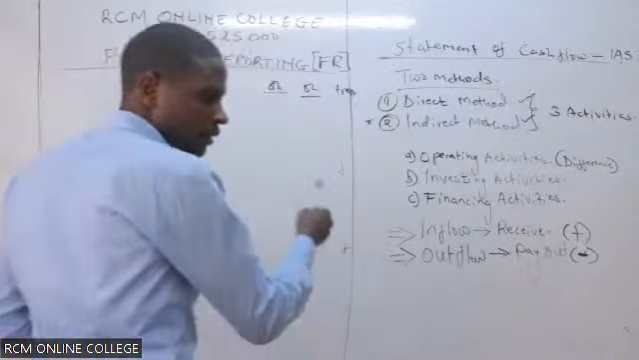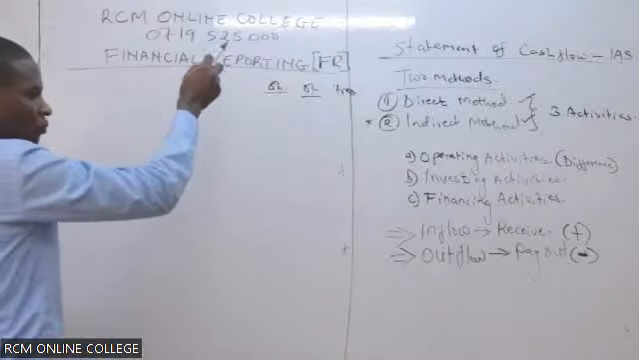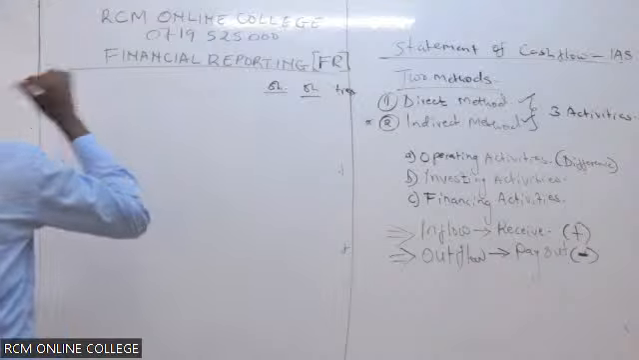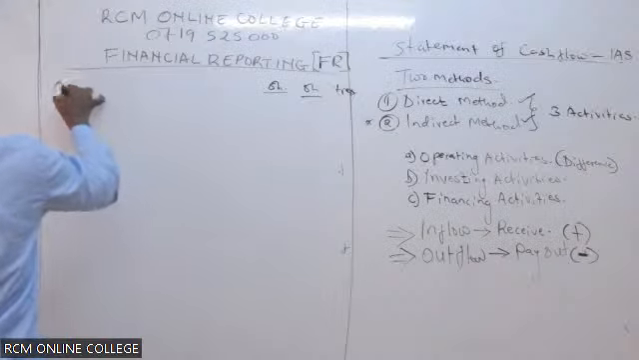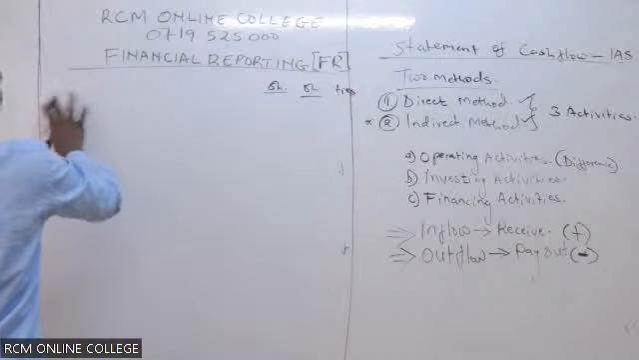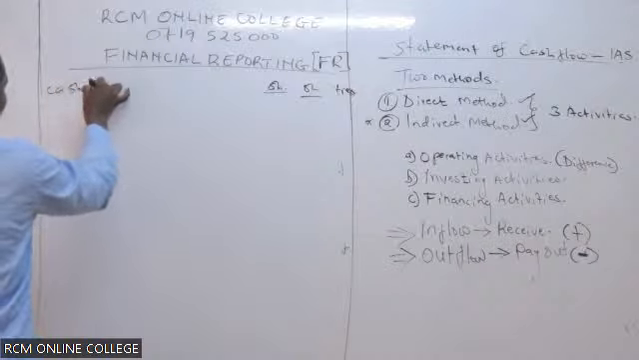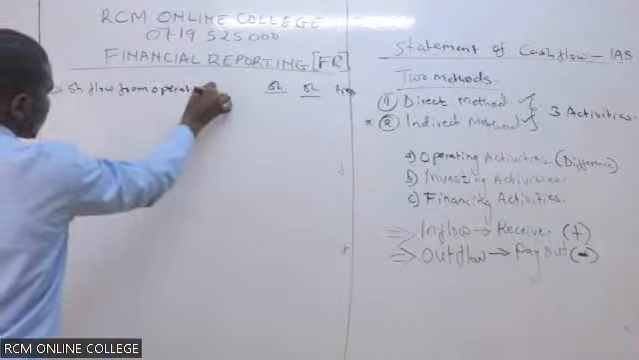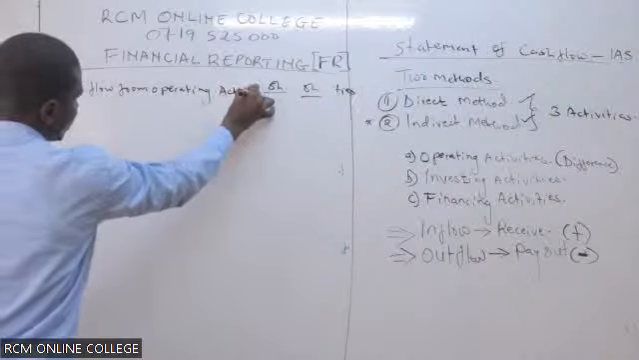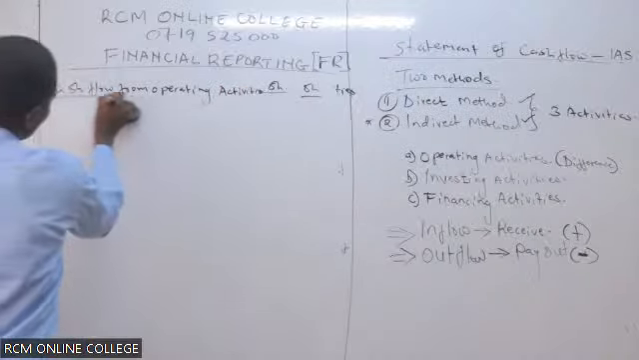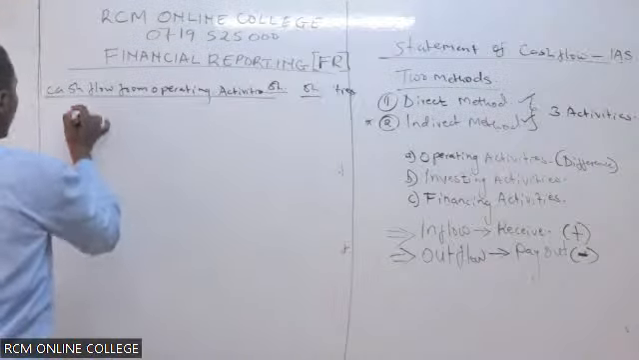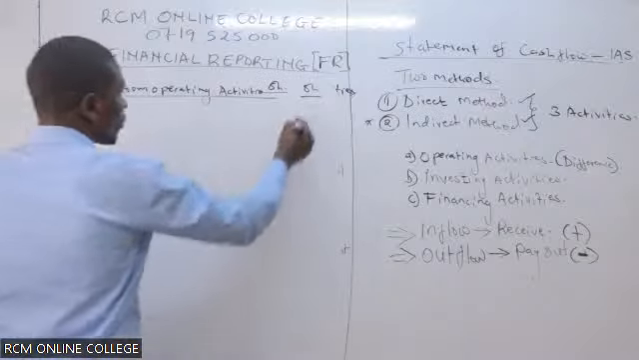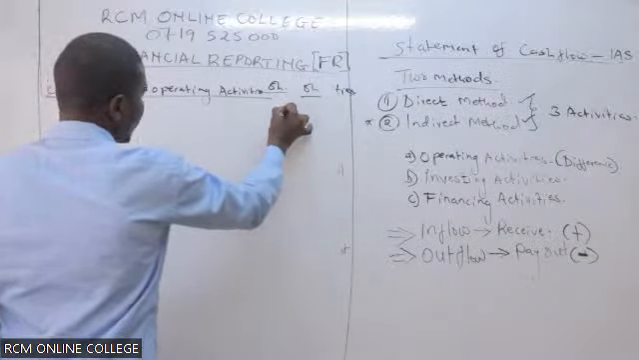So we are saying indirect method. When you're using the indirect method, of course, we shall be having two columns here, and then we shall start with the cash flow from operating activities. Under this, we shall be having profit before tax, and you can record it maybe in the first column.